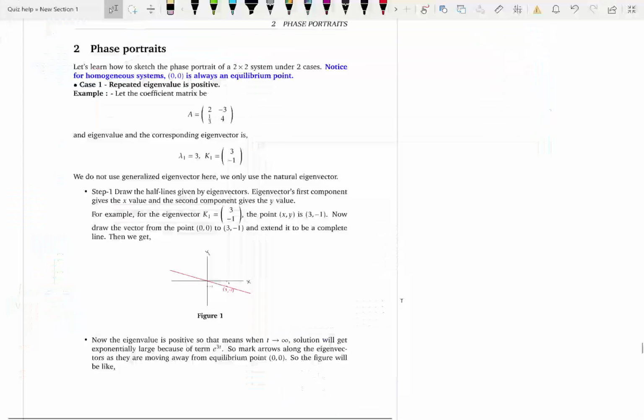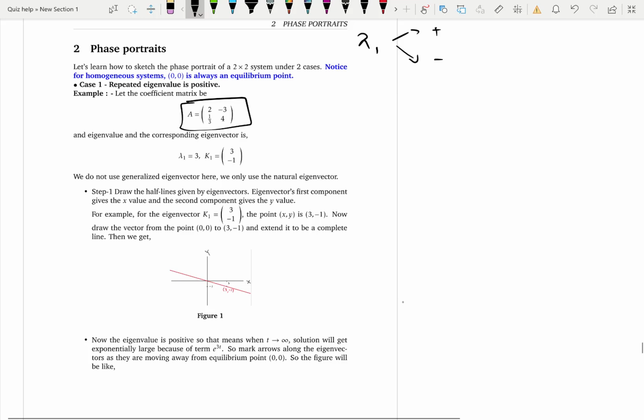Okay, now it is time to learn how to draw trace portraits when we have repeated eigenvalues. Again, here we have two cases. One case is when the eigenvalue is positive and the other case is when the eigenvalue is negative. Now notice we are only working with 2 by 2 systems. That means we have only one eigenvalue. So either it's positive or it's negative, right?